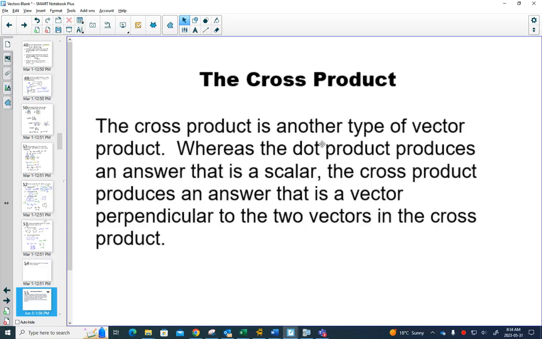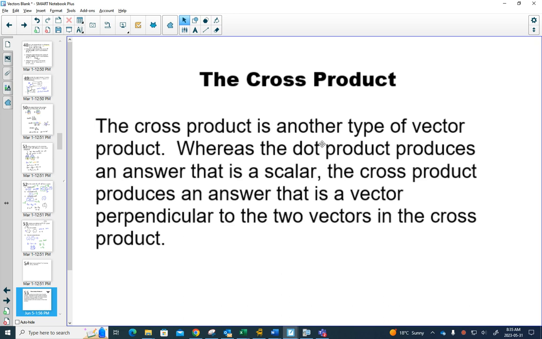In vectors, there's two kinds of multiplication. We learned the dot product, or the scalar product. Sometimes it's nice to call it the scalar product because the answer is just a number, and the word scalar means just a number. The cross product, the answer is another vector.